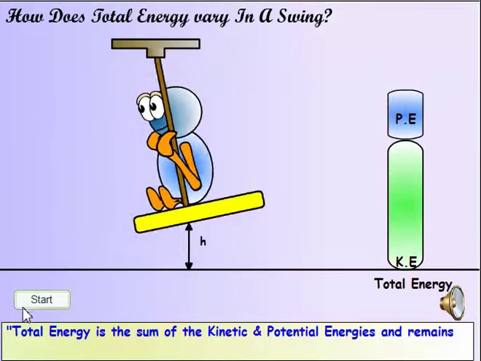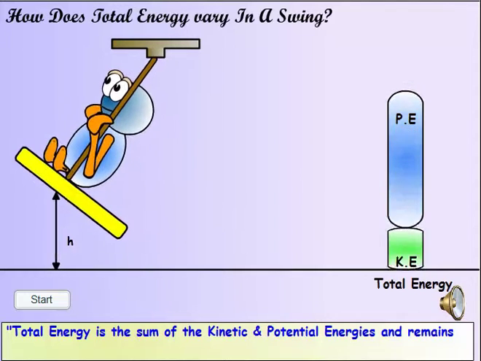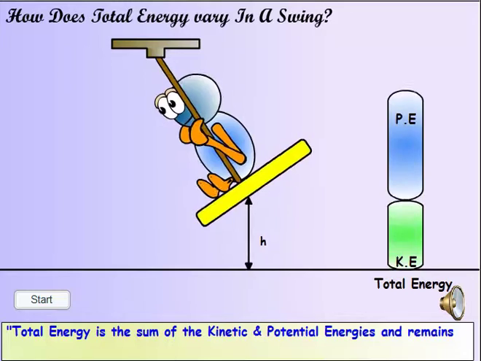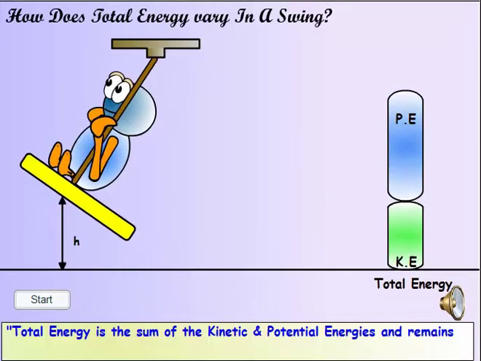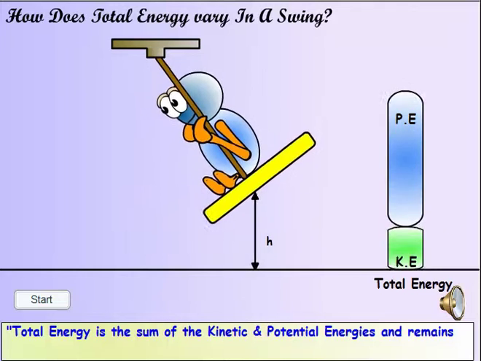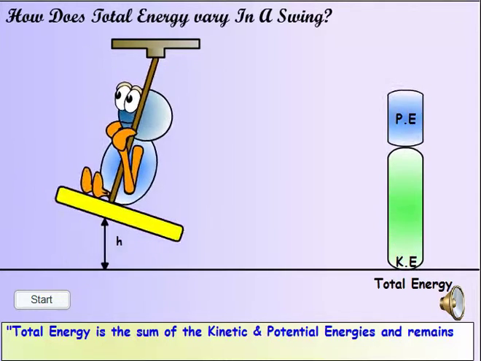At the extremes, the kinetic energy is 0 and the potential energy is at its maximum. At the midpoint of the path of the swing, the potential energy is at its minimum and the kinetic energy is at its maximum. In between, the swing has both kinetic and potential energy.